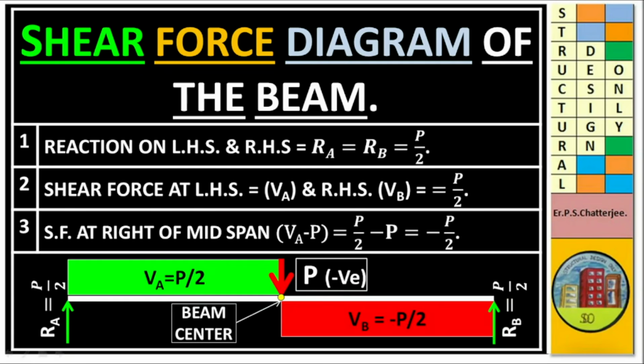That means after crossing this point, we'll get this shear force and the value is minus P by 2. And this is our shear force diagram. RA is equal to P by 2, RB is equal to P by 2, and here it is P by 2.